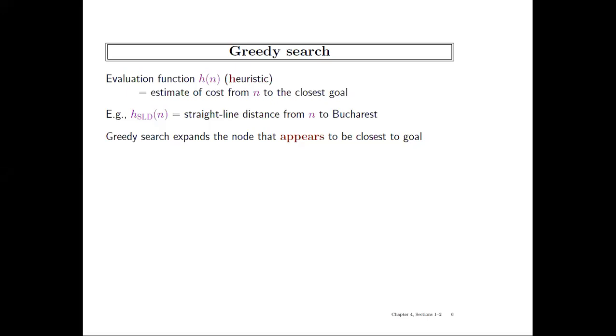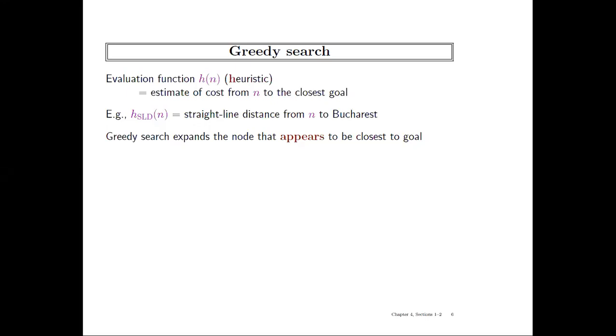So remember that in greedy search we are based just on the heuristic function. In the given problem, that heuristic function is the straight line distance from any state to Bucharest, because in this problem the target or goal state is Bucharest.